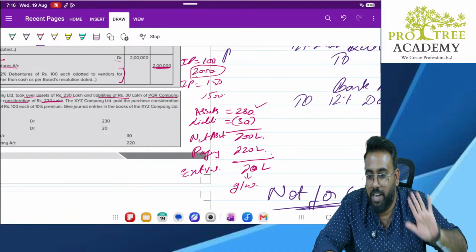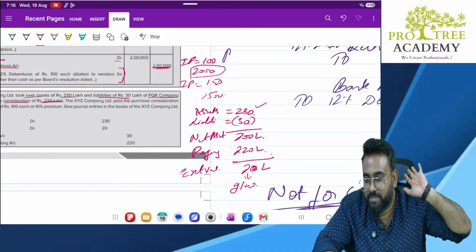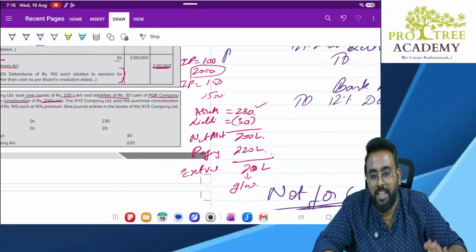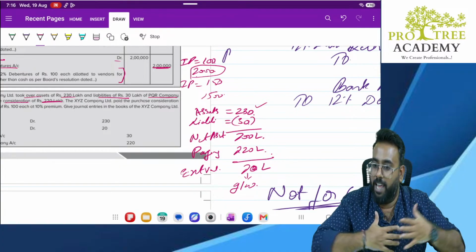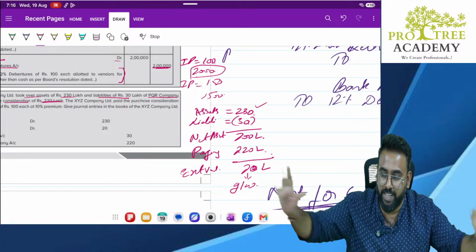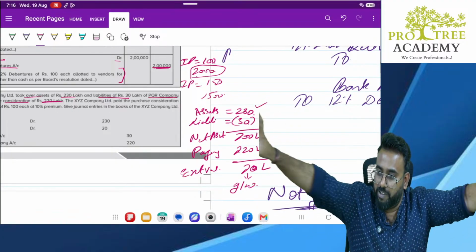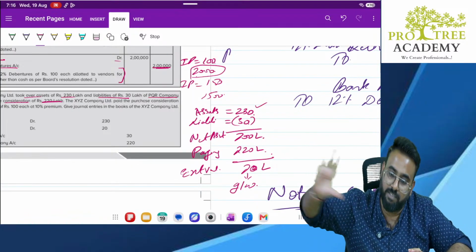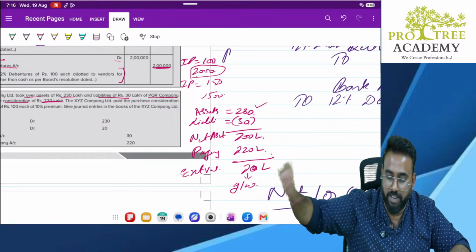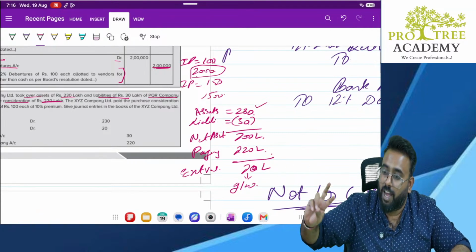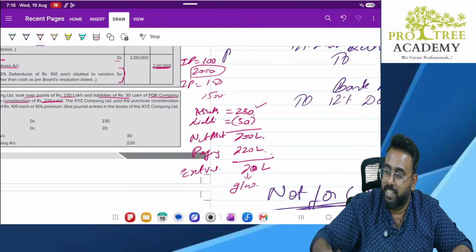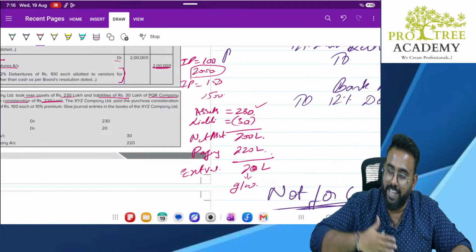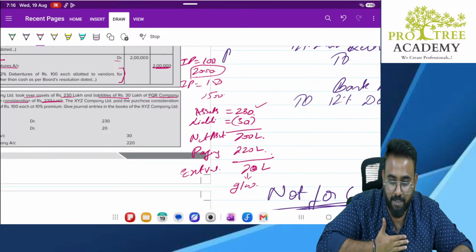Self-generated goodwill will never come in the balance sheet. So what do you mean by self-generated goodwill? Self-generated goodwill means I have my office, I am running it since last 20 years. Now, word of mouth, everybody knows Abhishek Sir is very good, he does things very nicely. So how did it generate? Did somebody from outside sell it, or did I create this value for myself? Self-generated.